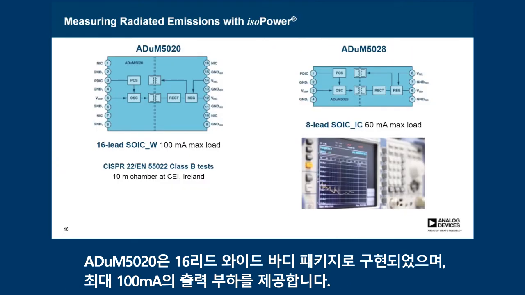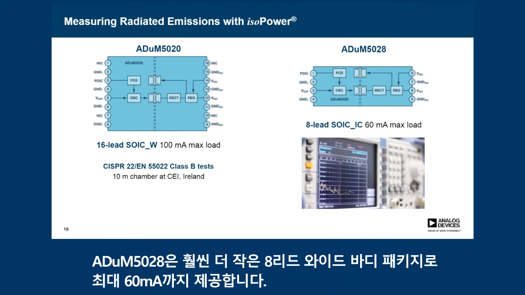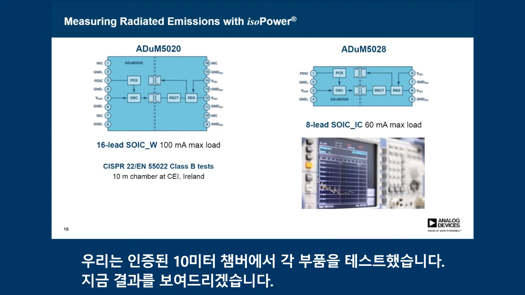So the ADUM 5020 is available in a 16-lead wide-body package, and it provides up to 100 milliamp maximum output load. The ADUM 5028 is in a much smaller 8-lead wide-body package and provides up to 60 milliamps. And we've tested each of these components in a certified 10-meter chamber. I'll show you the results here right now.